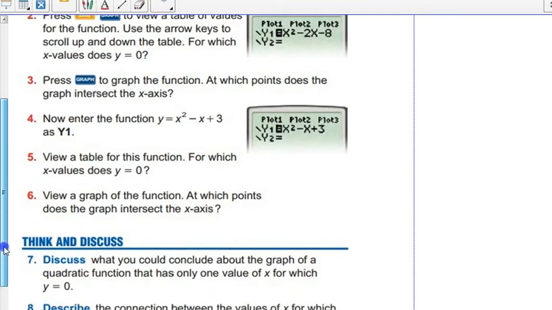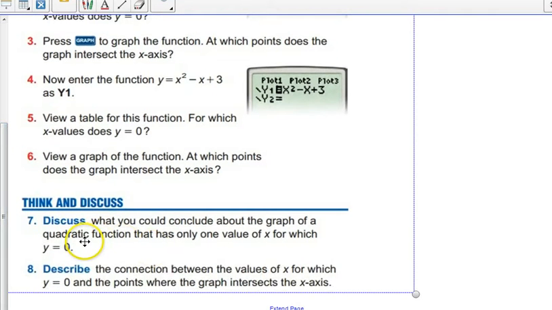So based on this, you should be able to do the discuss and describe questions on your own. So I'll let you do those. But I just wanted to walk you through kind of how to do that on the graphing calculator.